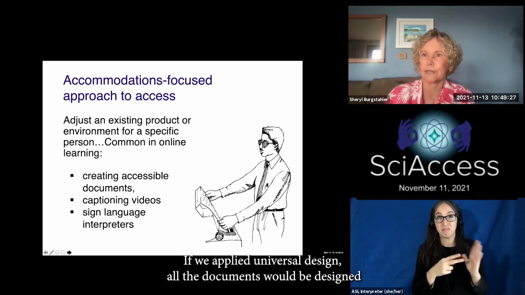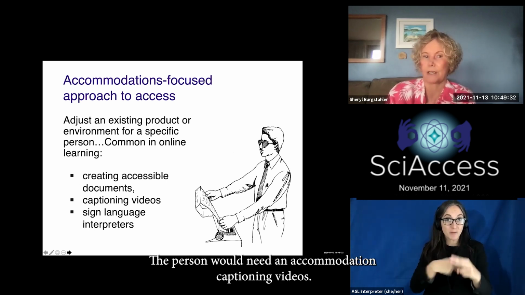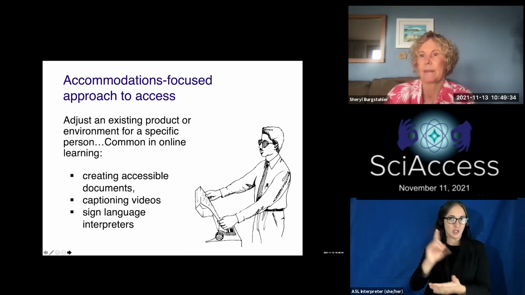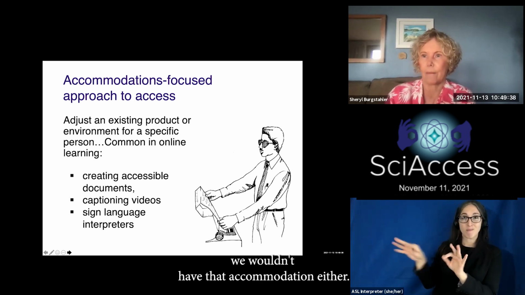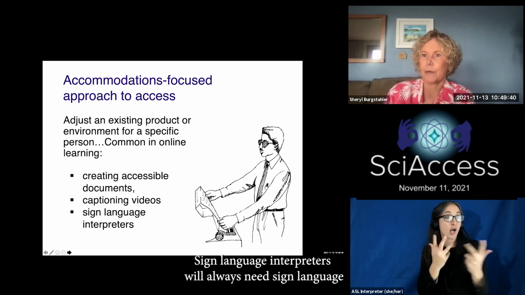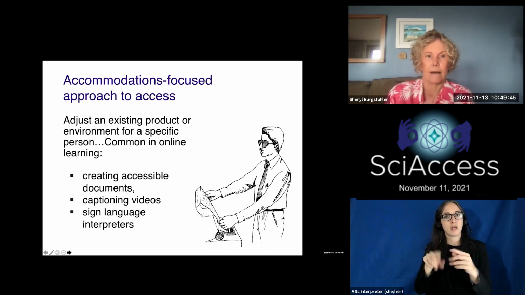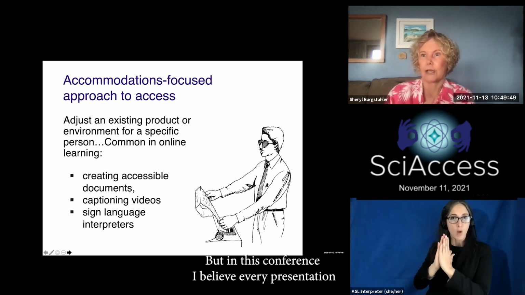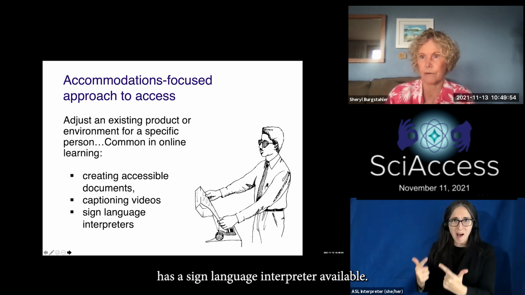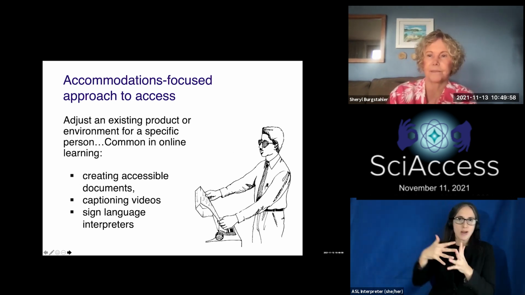If we applied universal design, all those documents would be designed accessibly and a person wouldn't need an accommodation. Captioning videos. If we captioned all our videos and made them accurate, we wouldn't have that accommodation either. Sign language interpreters, we will always need sign language interpreters, which are usually provided at the request of an individual, so as an accommodation. But in this conference, I believe every presentation, it has a sign language interpreter available. So you're building that into your conference as a universal design feature.